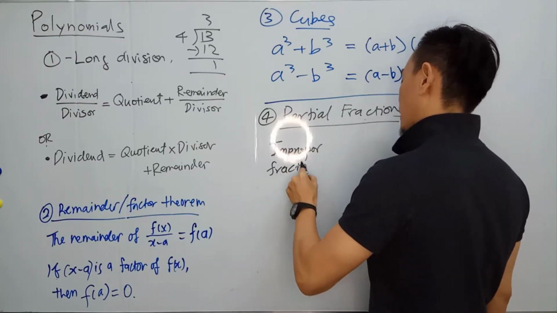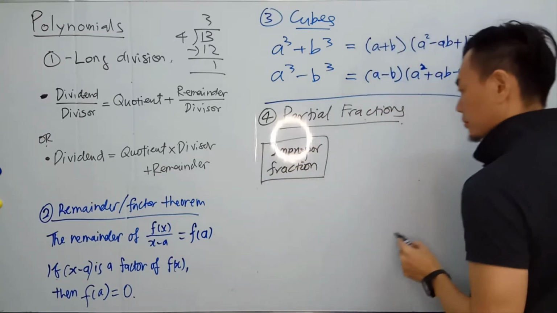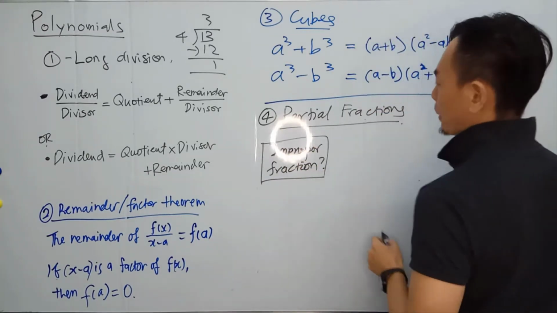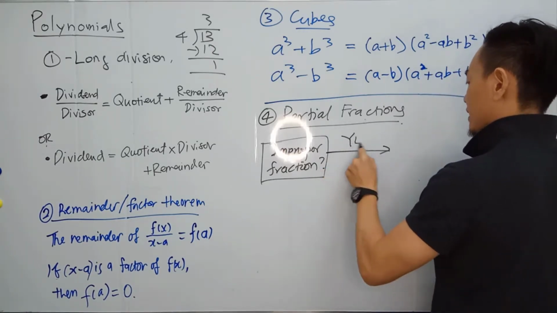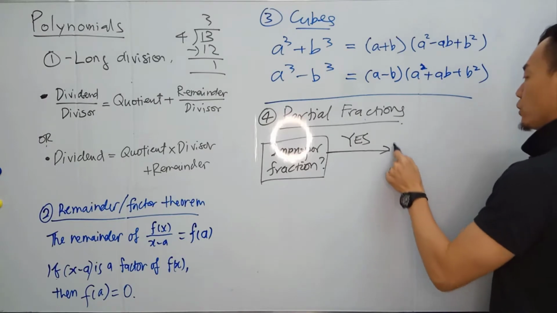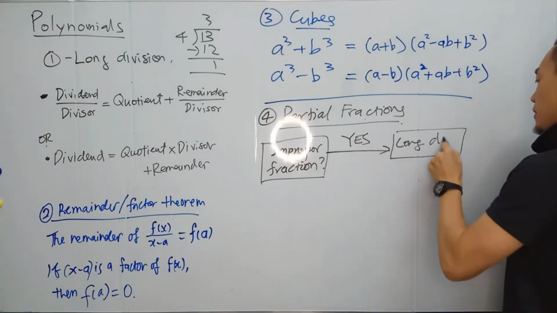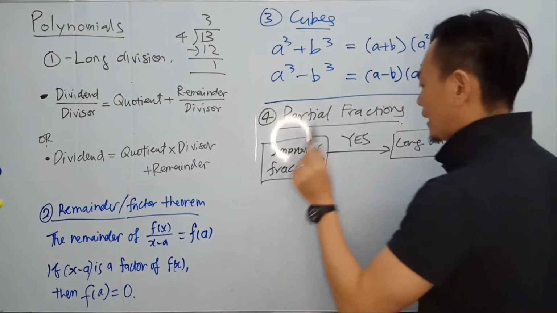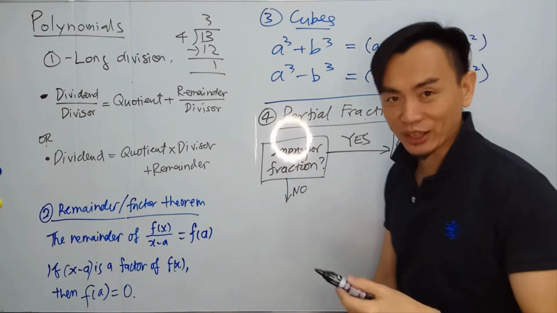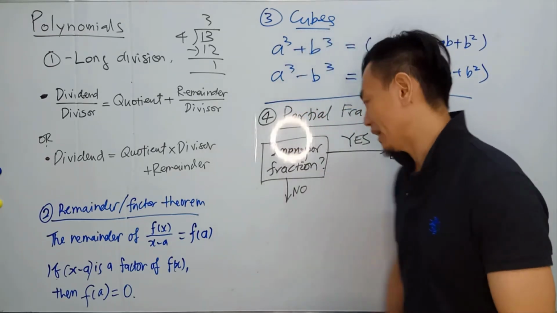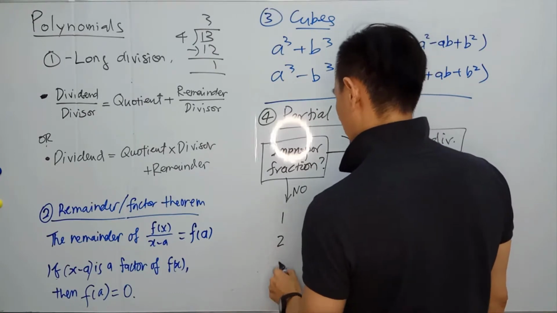When you go to the question, is it an improper fraction? You ask this question, okay? If the answer is yes, then you do long division. Okay, but if it is no, then you consider your case 1, case 2 and case 3, okay? So, then we have your case 1, case 2 and case 3.